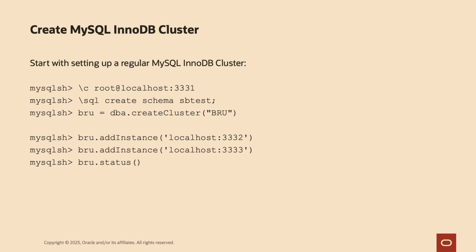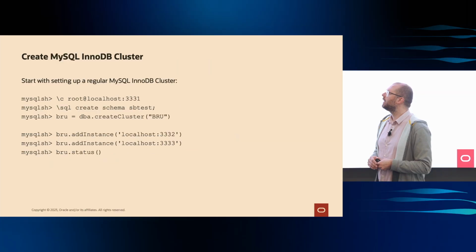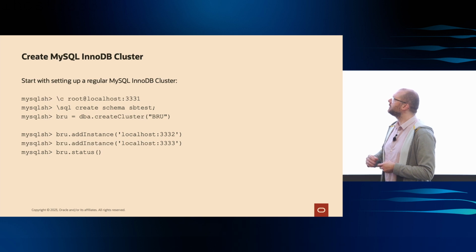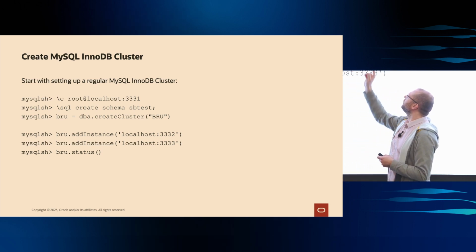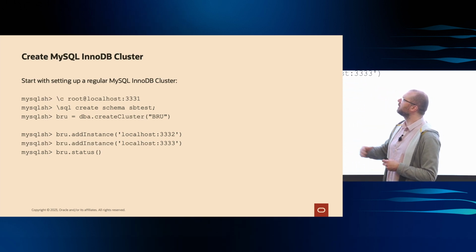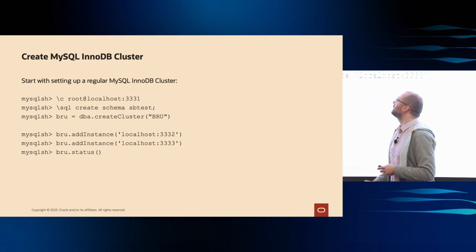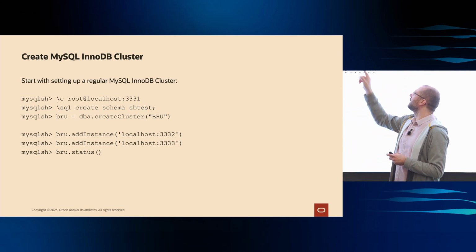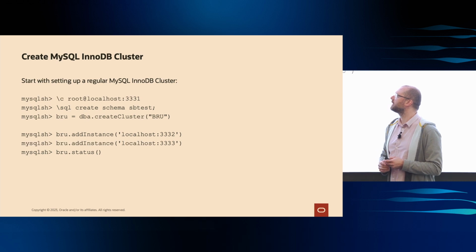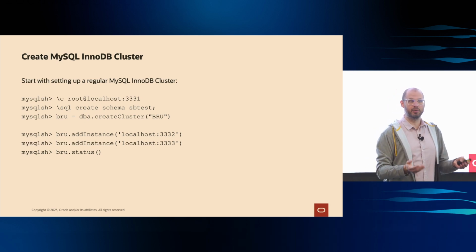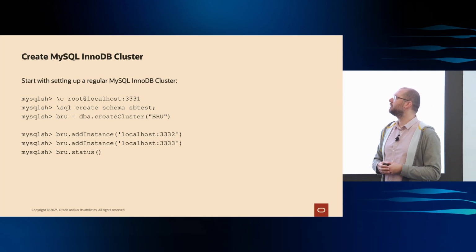But what we want to do is first create a cluster. And by default, we are in JavaScript mode. So there's JavaScript, Python, and SQL mode. So here's JavaScript, where we say dba.createCluster. We call it Brussels, and we name the object bru. So we can add an instance and add a secondary, then a third one as well. So these are the only commands that you really have to run to provision a 3-node cluster.